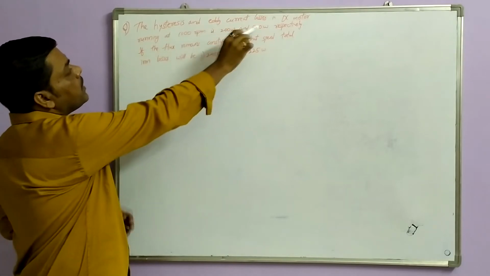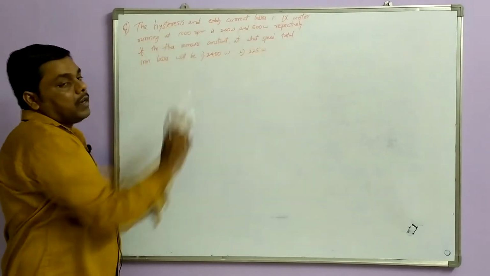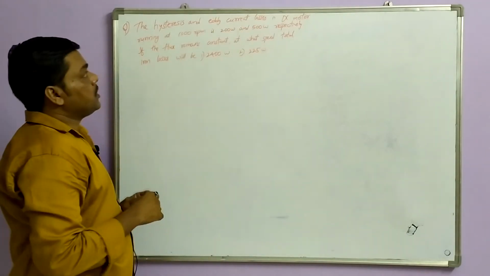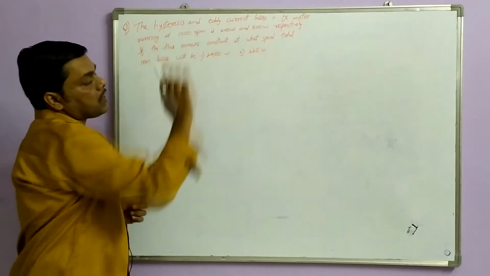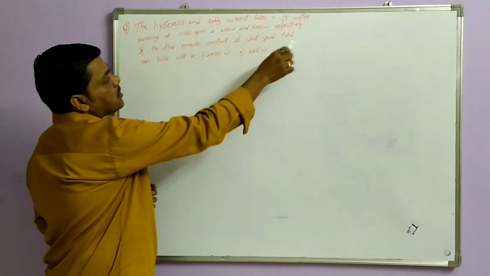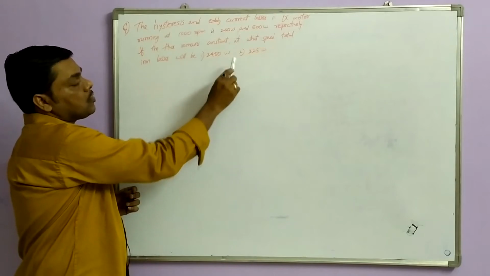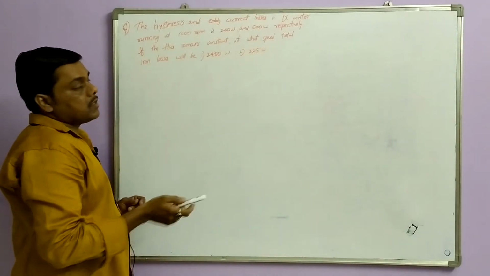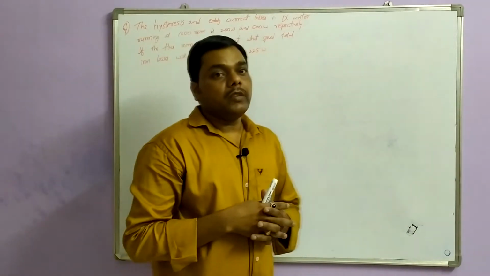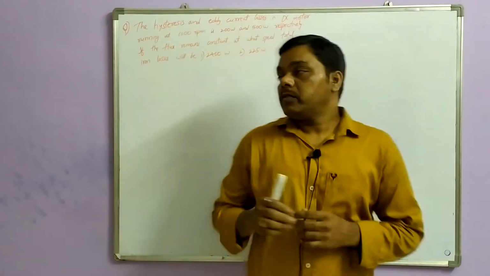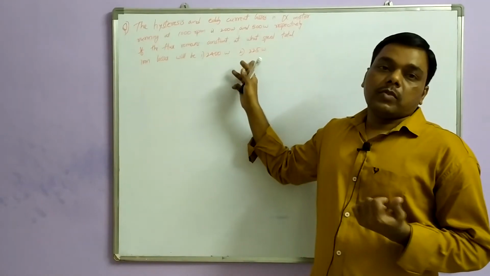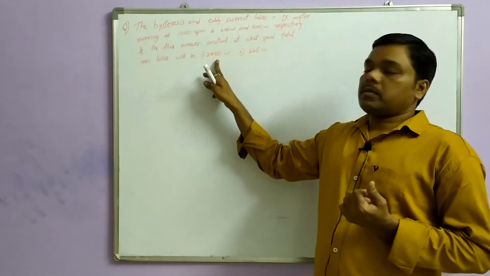The hysteresis and eddy current losses in a DC motor running at 1000 rpm are 200 watts and 500 watts respectively. So hysteresis losses are 200 watts and eddy current losses are 500 watts. If the flux remains constant, at what speed will the total iron losses be 2400 watts? First case. And second case, 225 watts. That means the total losses are given. Individually hysteresis and eddy current losses are not given. The total losses are 2400 watts and 225 watts. At what speed will these losses occur?